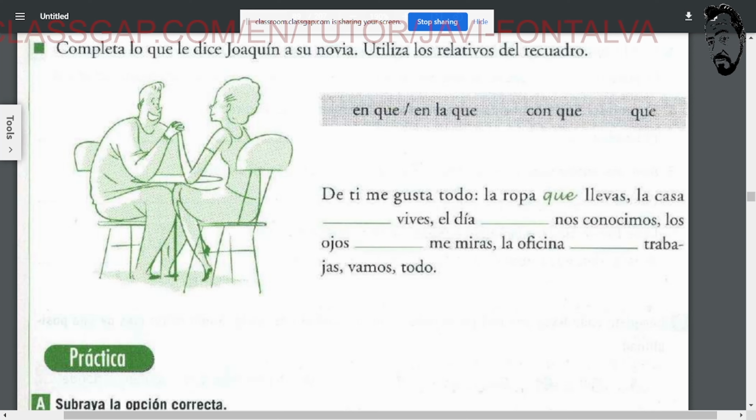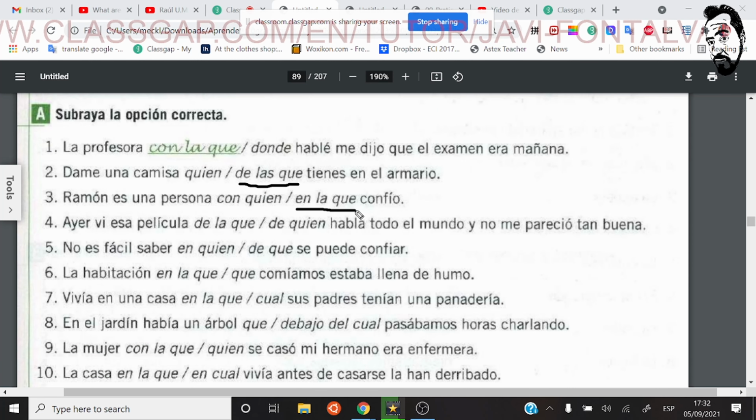Is that "en la que confío"? Let me tell you why. Because this verb confiar, do you know confiar? To trust. Oh, okay. So confiar takes the preposition en. So that's why en la que. So here, why will it be la que? Because I'm talking about una persona. Oh, una persona. Okay.